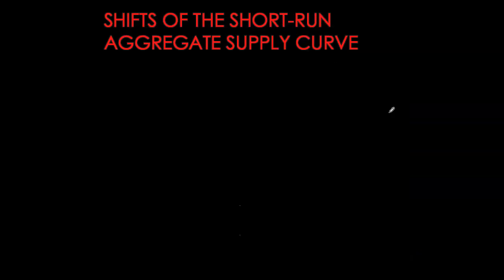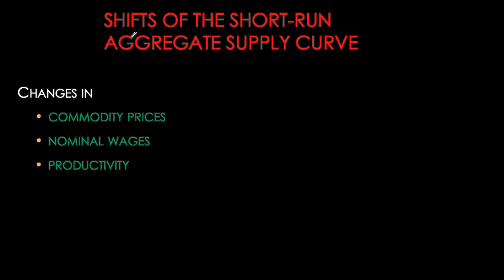Now, what causes the short-run aggregate supply curve to shift? When any factor other than the aggregate price level causes firms to produce more or produce less, that will cause a shift in our short-run aggregate supply. Now, what causes firms to produce more or produce less? A major incentive mechanism for firms is profits. Anything that causes their profits to be higher, they're going to produce more. Anything that causes their profitability to become lower, they're going to produce less. So some major reasons for profits to change are commodity prices, nominal wages, and productivity.